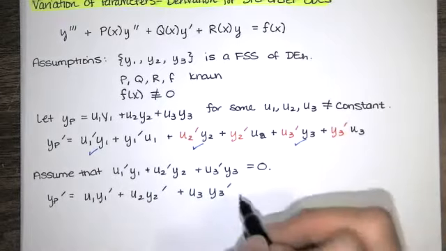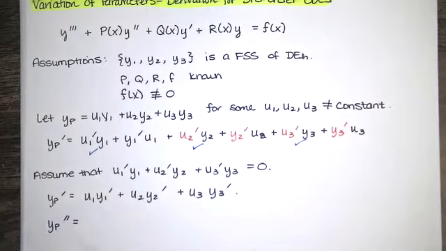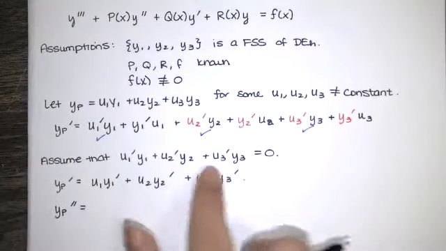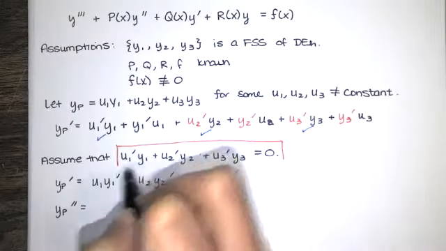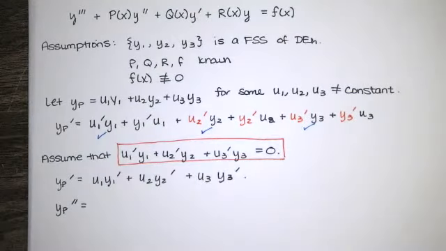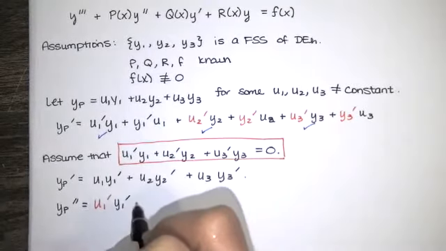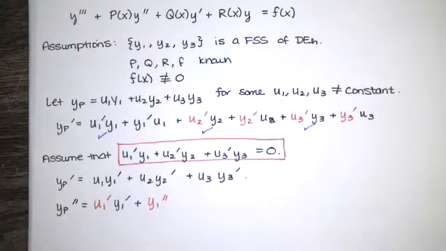Okay, now we're going to take the derivative again because it's a third order differential equation. So we have to keep going. So under this assumption, and we want to keep track of those assumptions, so I'm going to put this in a box. We end up with y sub p prime is equal to this, and therefore y sub p double prime is equal to the following. Using the product rule, we'll have derivative of the first times the second plus derivative of the second times the first.